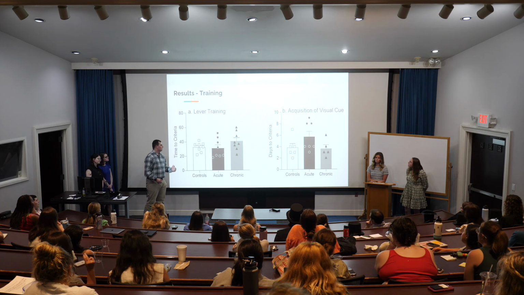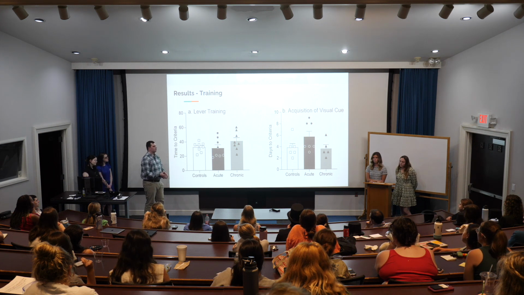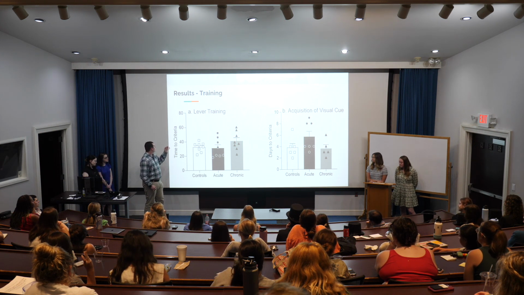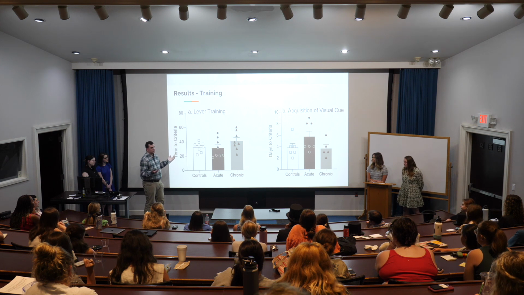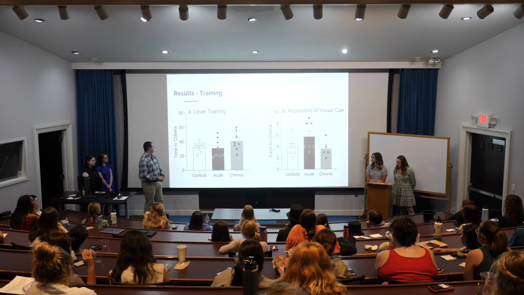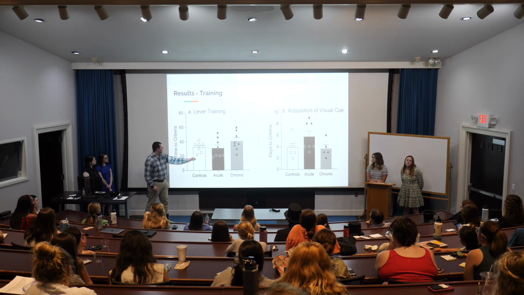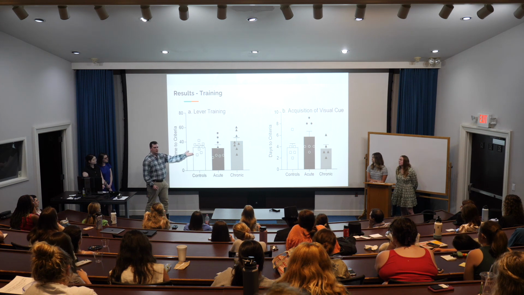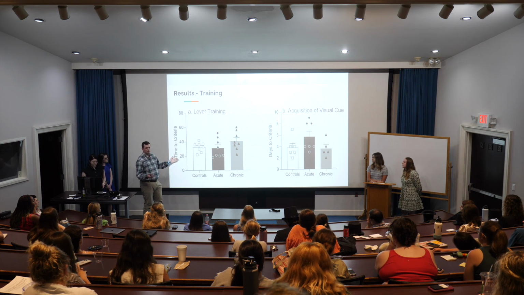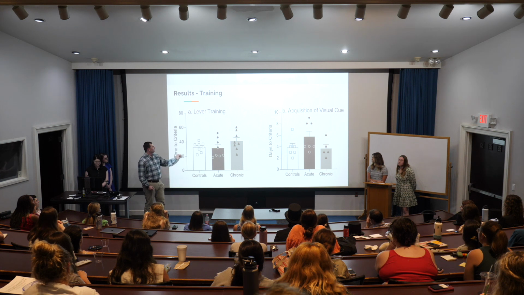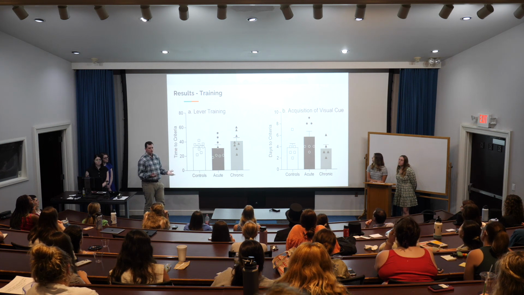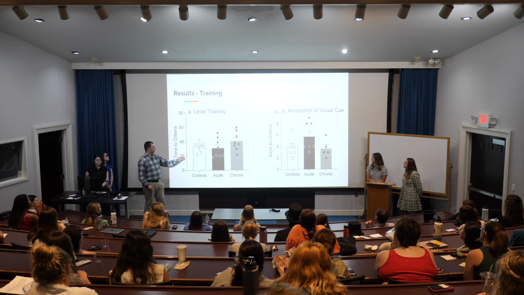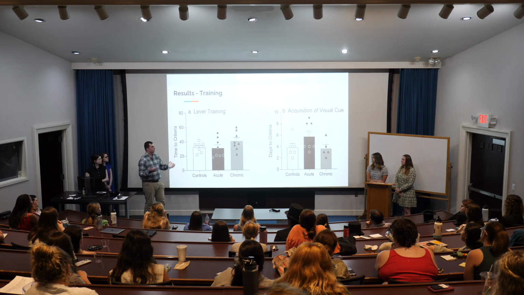For training, moving into our behavioral sections. For lever training, we unfortunately saw no significant differences, but we do see that the chronic group took a little bit more time to reach criteria compared to the other two groups. Moving over to the acquisition of the cue light, we see that the acute group took a little bit longer than the other groups. Again, no significant differences.